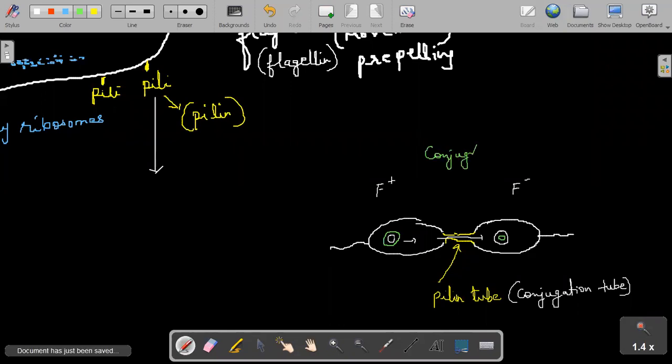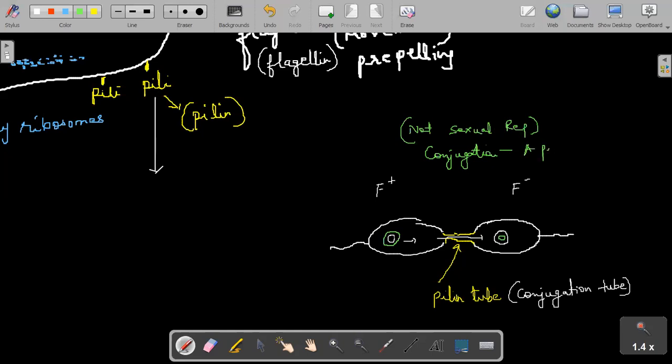So what is exactly conjugation? Conjugation is a process. It is not sexual reproduction. Bacteria do not reproduce sexually. It is a mistake if it is given in your book. Bacteria reproduce only asexually. So what is conjugation?